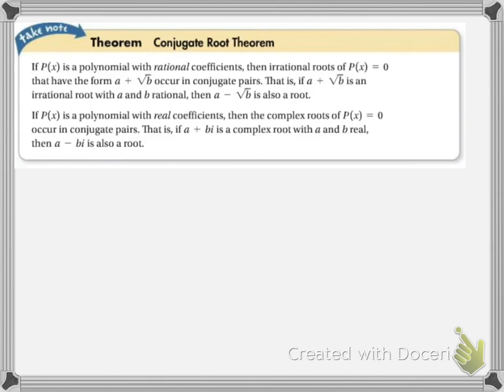Okay, conjugate root theorem. This you do need to copy down. If p of x is a polynomial with rational coefficients, then irrational roots of p of x equals 0 that have the form a plus radical b occur in conjugate pairs. What that means is it's a plus radical b, and it's also a minus radical b.